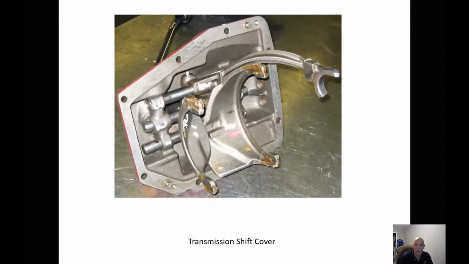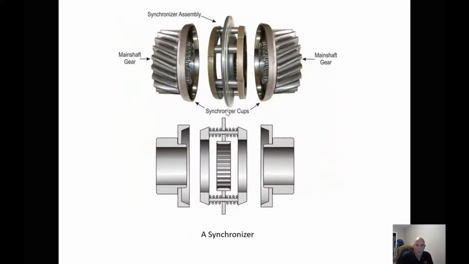We take a look at our shift tower, our shift cover. Again, it will be set up to allow it to sit inside and shift the shift collars. There are a bunch of different styles of synchronizers, and when we're dealing with highway vehicles, the synchronizer is only in the rear section, and we'll be taking a look at that more in depth when we take a look at the rear section.